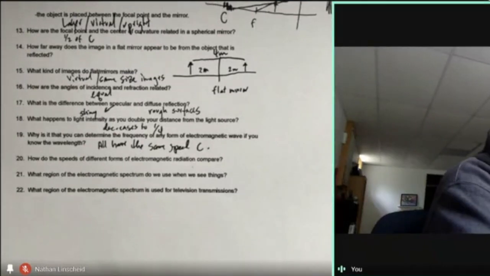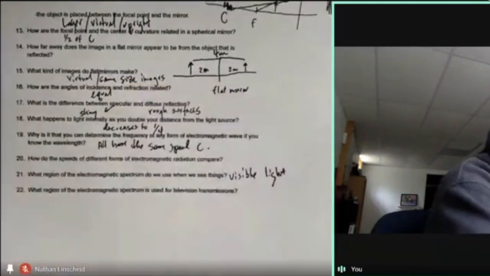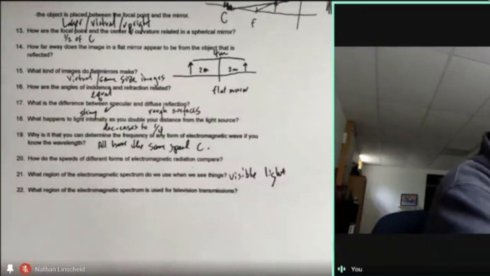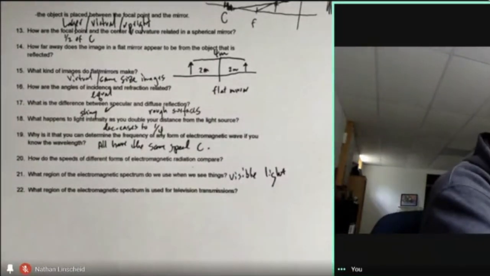21, what region in the electromagnetic spectrum do we use when we see things? We are using the visible light portion of the spectrum. Again, it's a very, very tiny portion of all the light that exists. And then 22, what region of the electromagnetic spectrum is used for television transmissions? And that basically is TV transmissions are a form of radio waves.